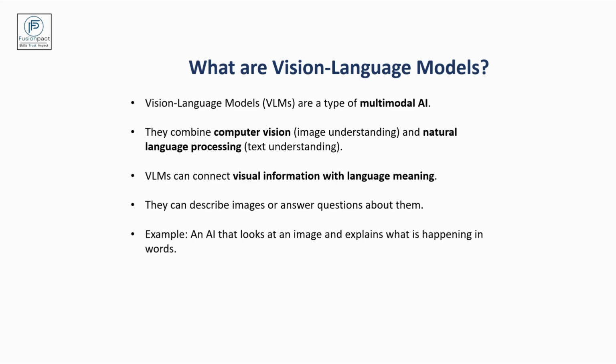What are vision language models? Vision language models are a type of multimodal AI. They combine computer vision for understanding images and natural language processing for understanding text. Vision language models can connect visual information and language meaning. They can describe images or answer questions about them. For example, an AI that looks at an image and explains what is happening in the world.